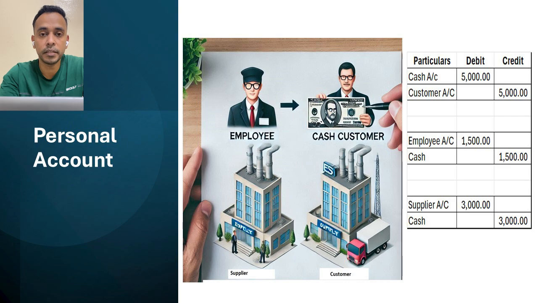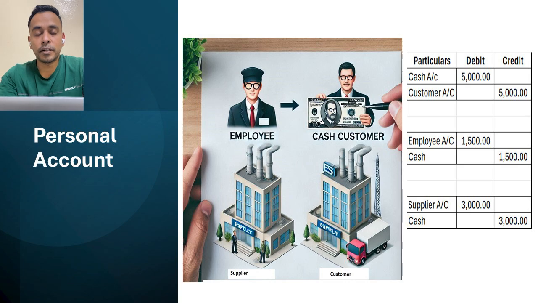Who receives the money here? The supplier. So we make the supplier a debit, and cash we paid. Cash, as we know, is a real account. Debit what comes in and credit what goes out. The money is going out from the company, so we will credit this cash.